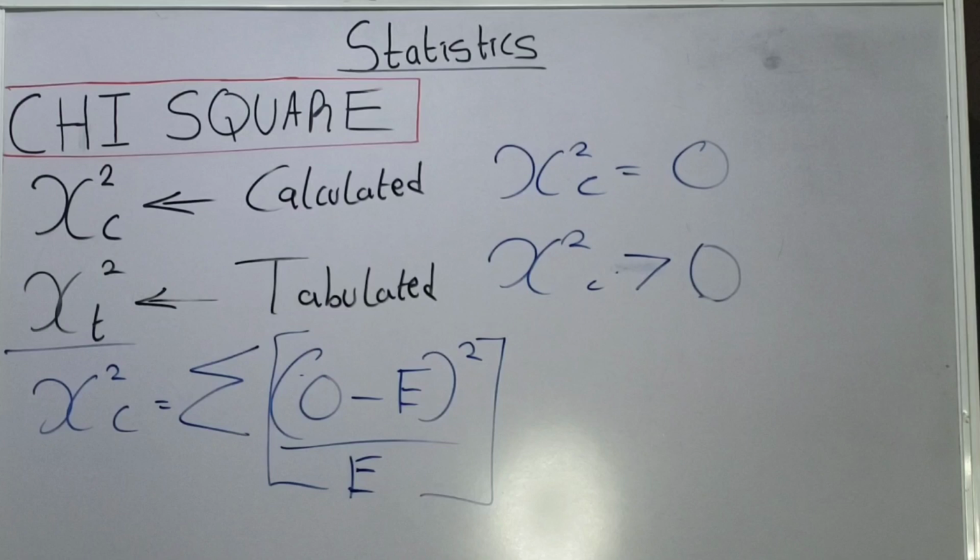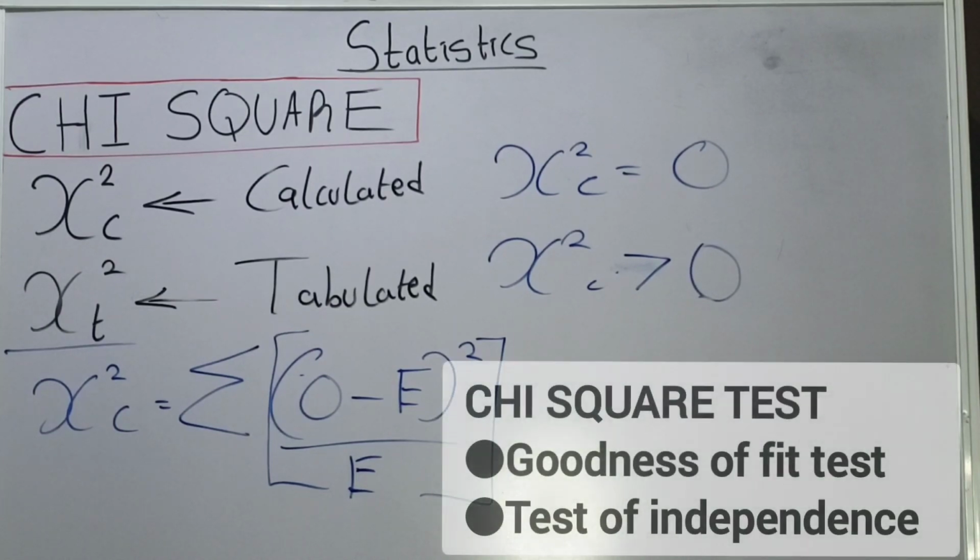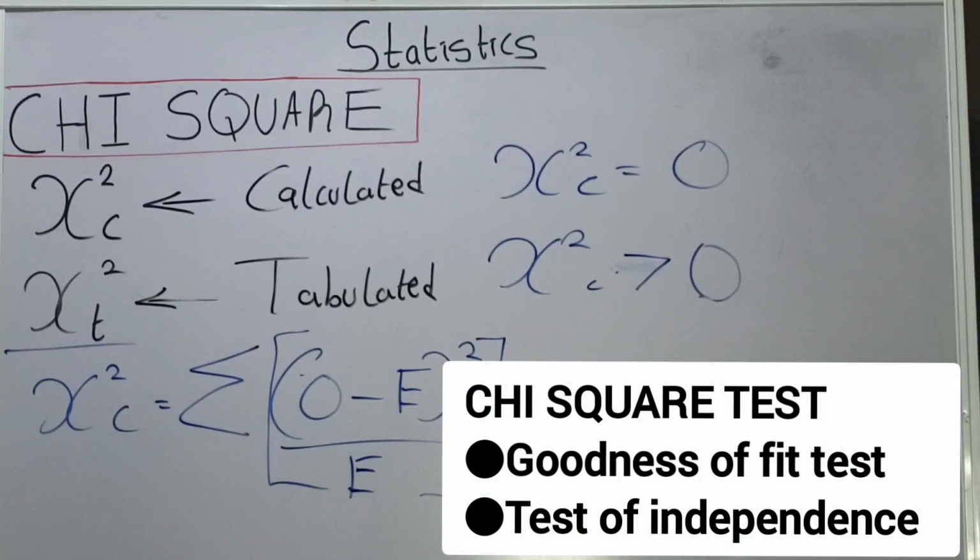Now, there are two tests in chi-squared. Number one, the goodness of fit test. In chi-squared, the first test is the goodness of fit test, and the second test is the test of independence. Each of these tests uses different sets. This makes the degree of freedom to be different.